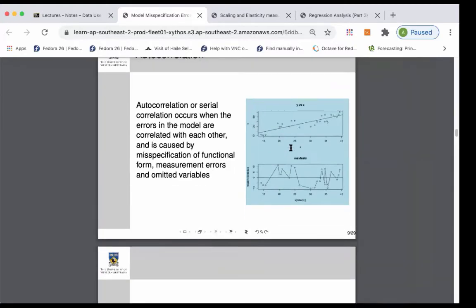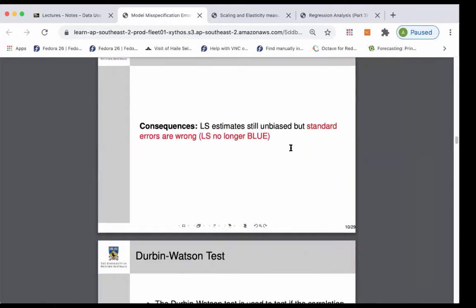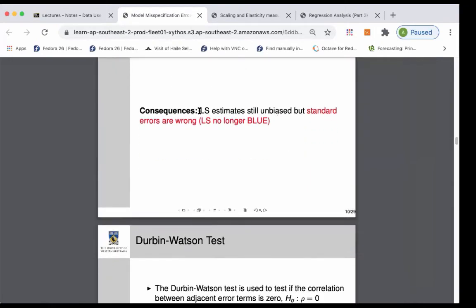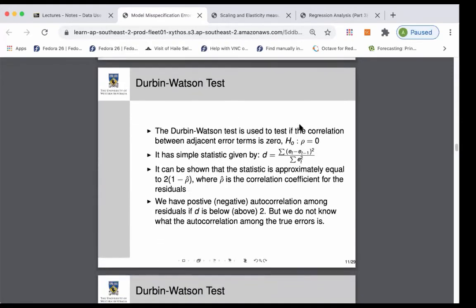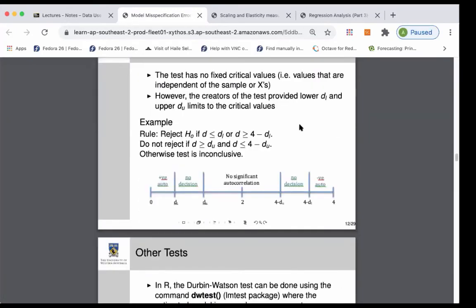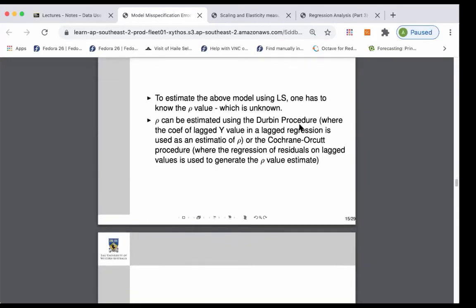So there are tests and remedies for this, but the thing you need to know is your least squares estimates are still unbiased, but their standard errors are wrong. So hypothesis testing is a problem, but if you use robust standard errors, you will be fine. Okay, that's the only problem. We will skip this. There are ways to wash out the autocorrelation if you know its structure.